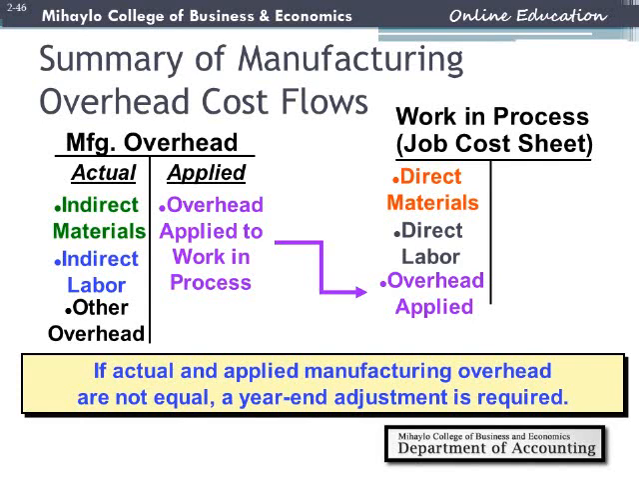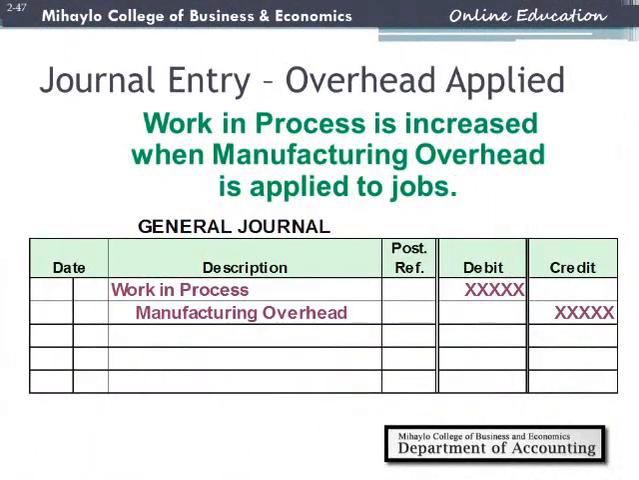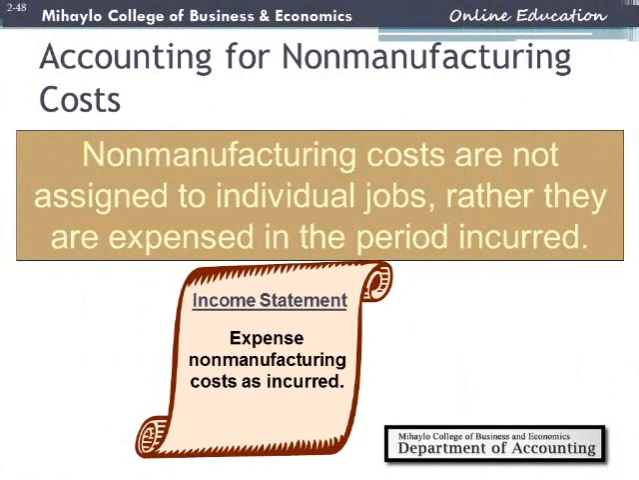The actual amount of overhead incurred during the period, debit side of the account, will not be equal to the amount applied to the work in process account, credit side of the account. Any variance between actual and applied will be accounted for as a year-end adjusting entry, which will be discussed shortly. Recording applied overhead requires a debit to work in process and a credit to manufacturing overhead. We previously discussed the treatment of selling and administrative salaries expense during the period. Other non-manufacturing costs are charged as expense in the period incurred.